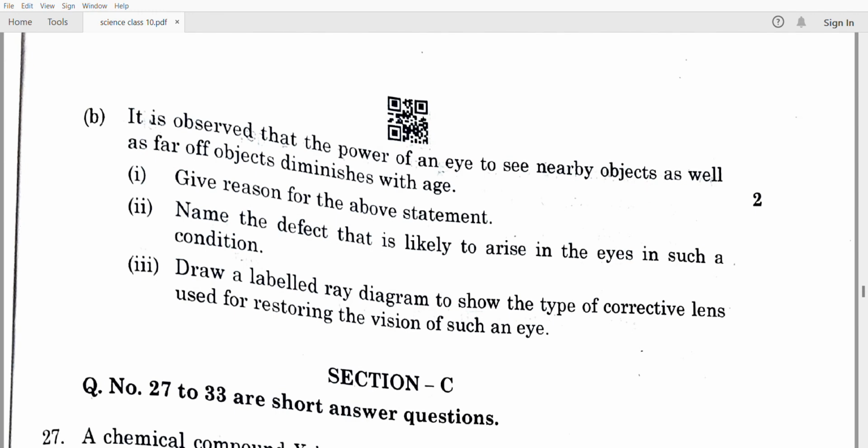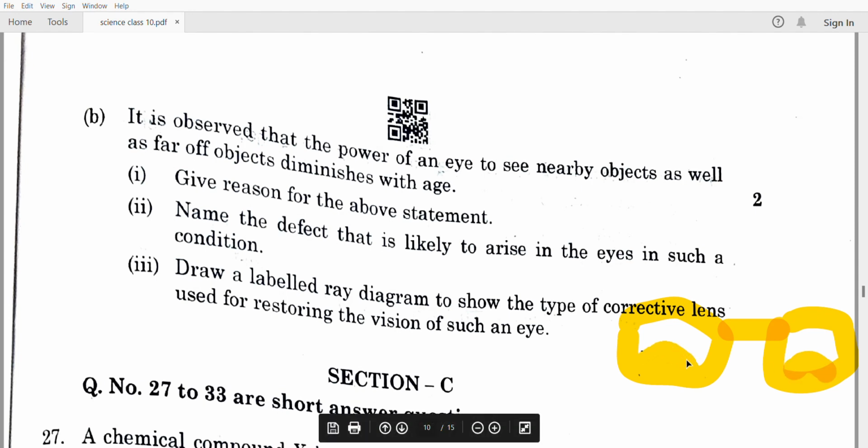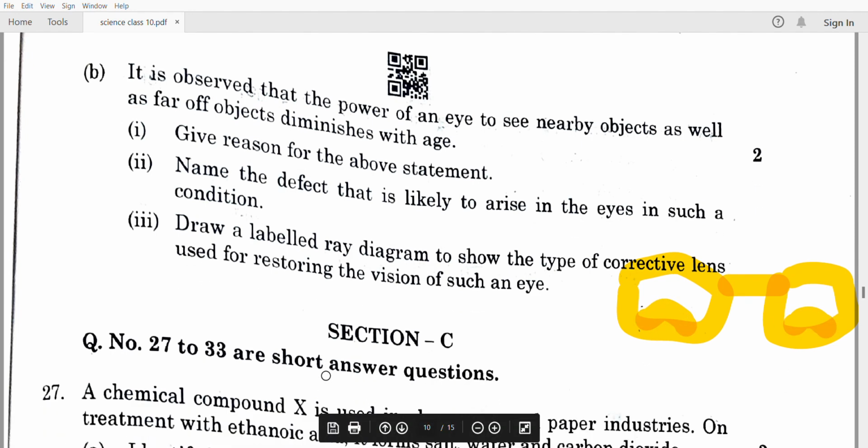Draw a labeled diagram to show the type of corrective lens used for restoring the vision of such an eye. So here one thing you can think, it is observed that the power of an eye to see nearby objects as well as far. So since there is both nearby and far, it is both myopia and hypermetropia. So we can use bifocal lens. As you know, the diagram of the bifocal lens, two lenses with like a magnifying part at the bottom. You should remember that this is bifocal lens.